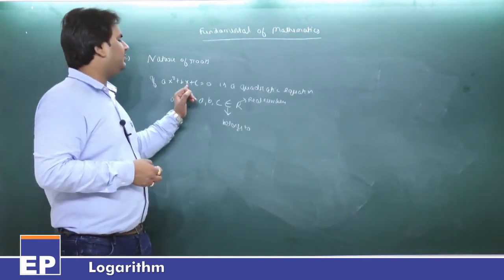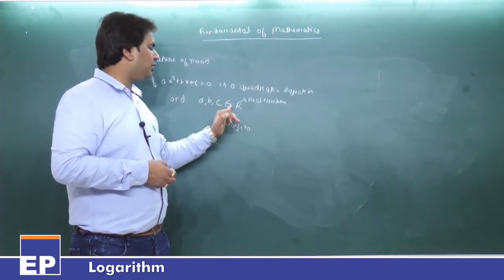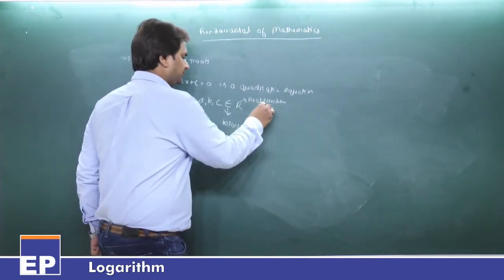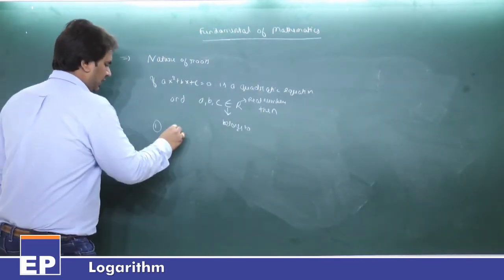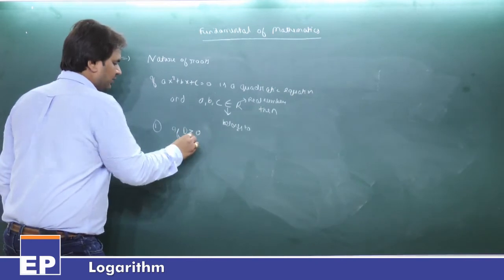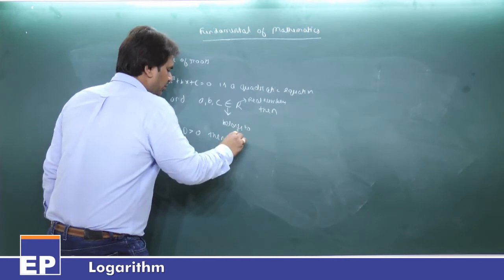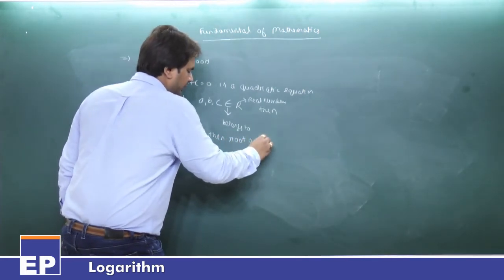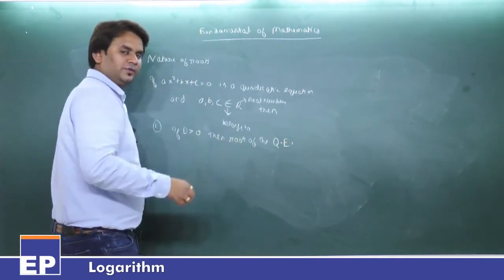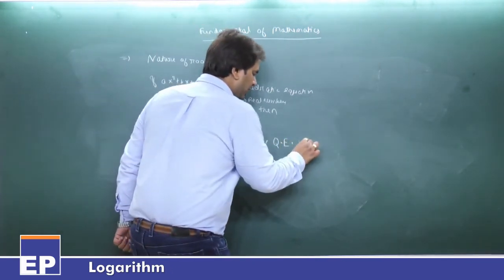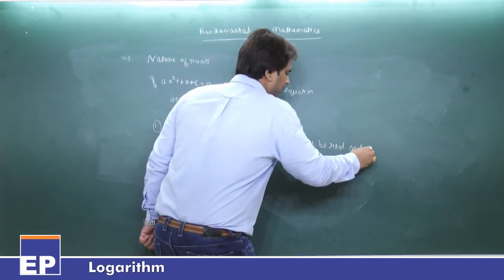So if ax square plus bx plus c is equal to 0 is a quadratic equation and a, b, c belong to R, then the first condition: if D is greater than 0, then the roots of the quadratic equation, I am writing in short form, will be real and distinct.